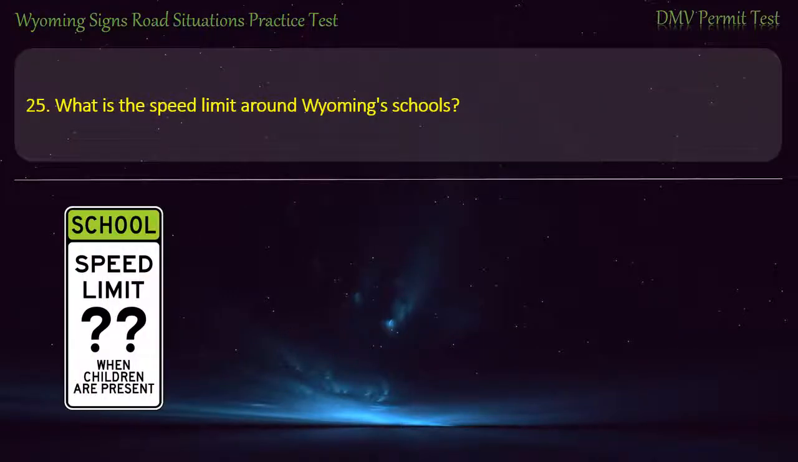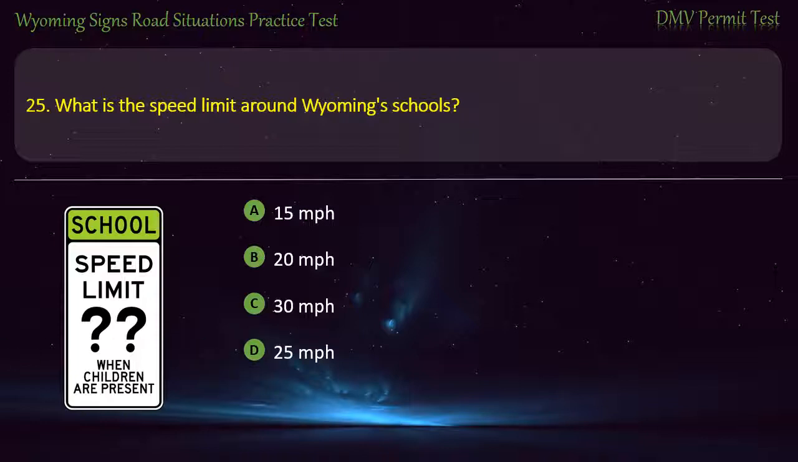Question 25. What is the speed limit around Wyoming schools? 15 miles per hour. 20 miles per hour. 30 miles per hour. 25 miles per hour. Answer. 20 miles per hour.